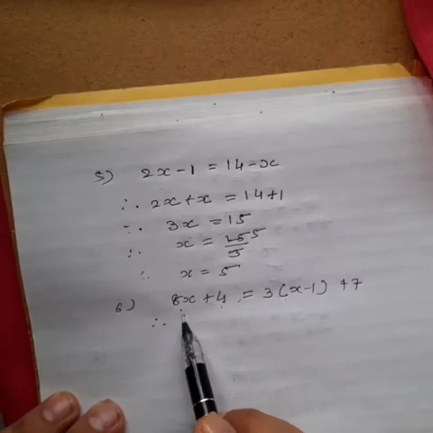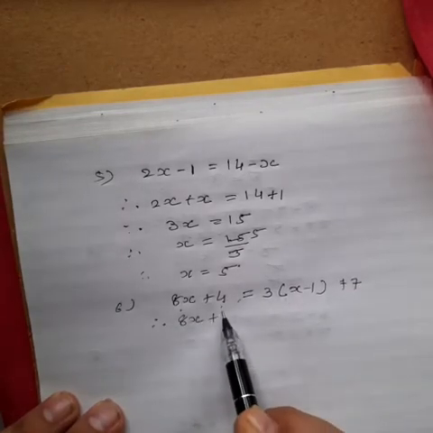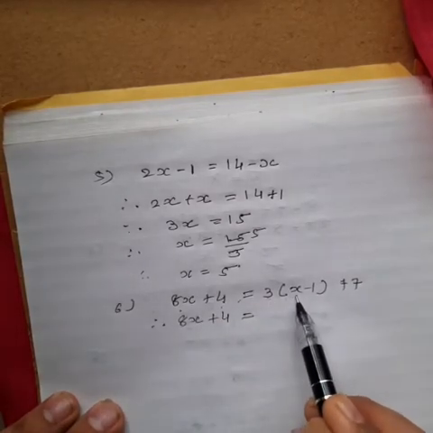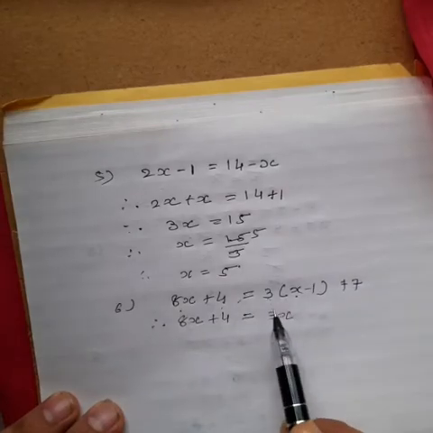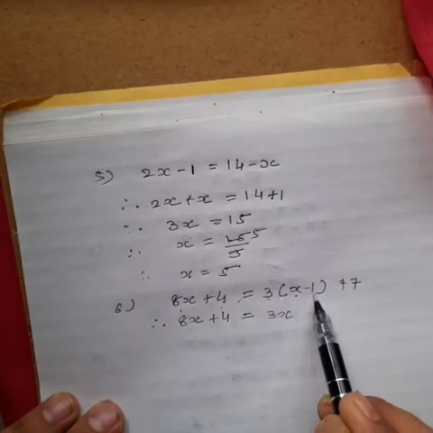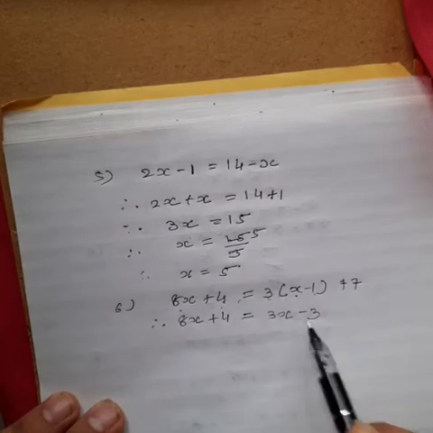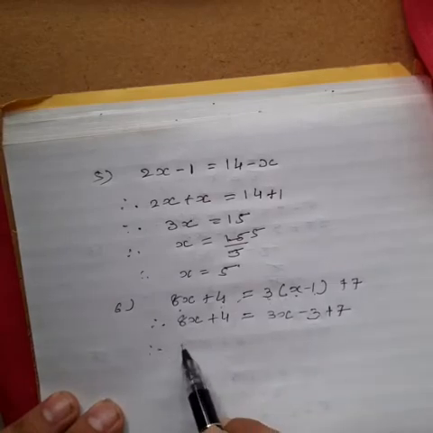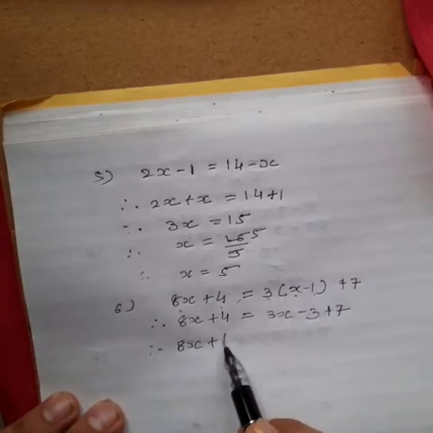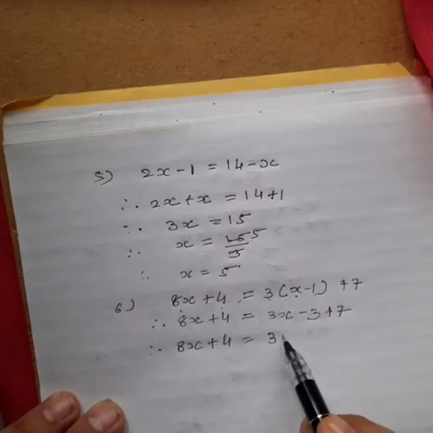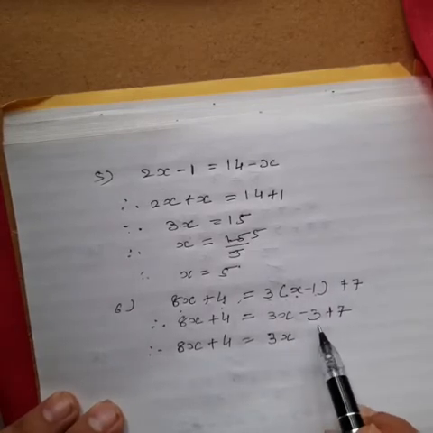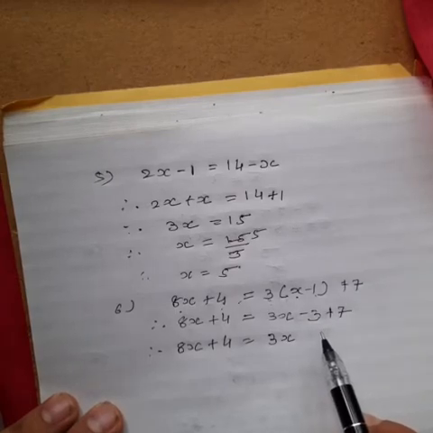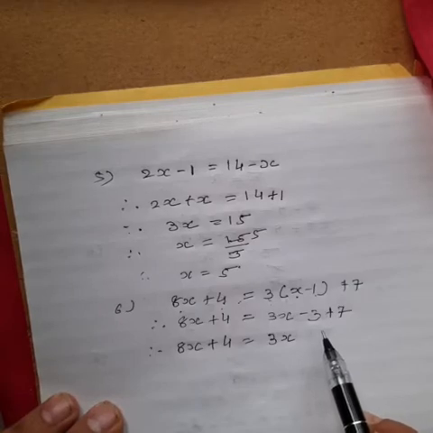So what do you write? 8x plus 4 equal to 3 multiplied with x first. So 3 into x, 3x. Then 3 is multiplied with minus 1. So that is minus 3 and plus 7. Now 8x plus 4 keep as it is, 3x as it is. Now first you simplify minus 3 plus 7. Minus 3 plus 7 is plus, minus minus, take the greater number's sign. 7 minus 3 is plus 4.